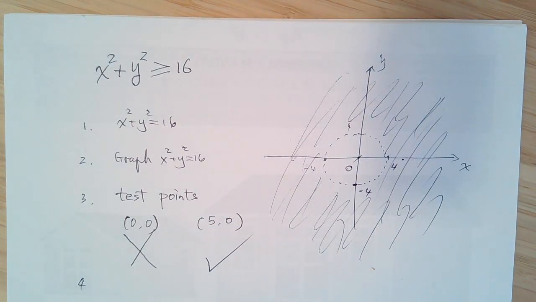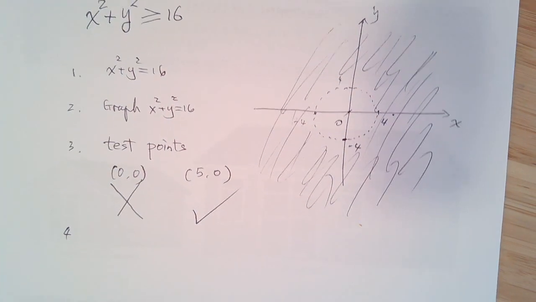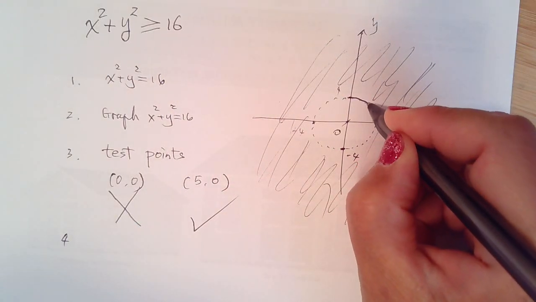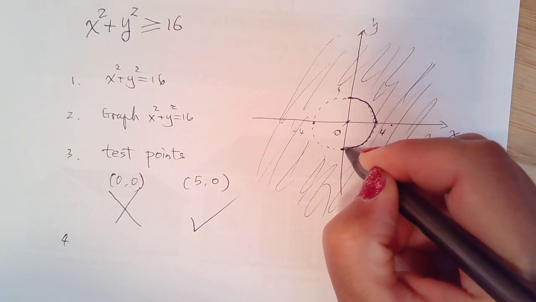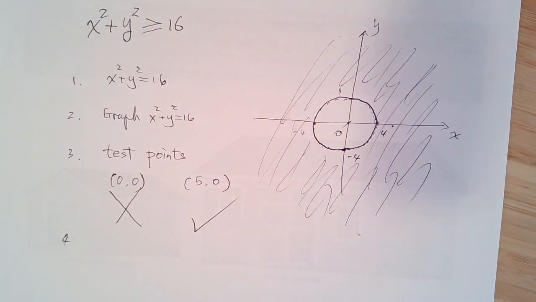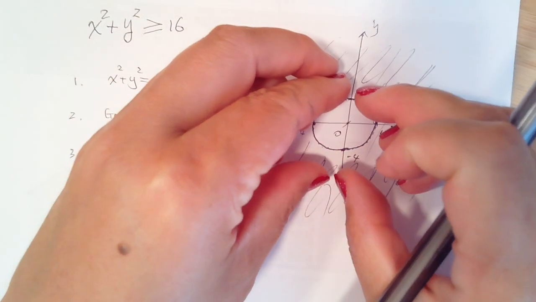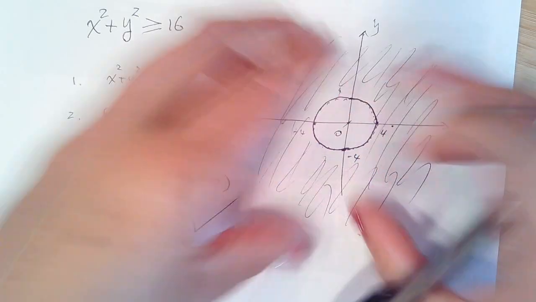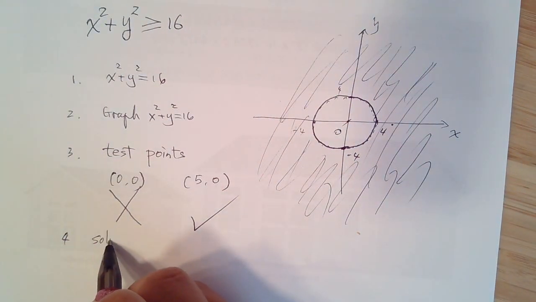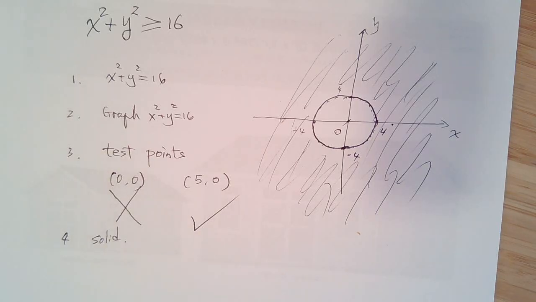Step 4. Is that going to be a solid line or dotted line? Because that has the equal sign, I just need to change that into a solid line. All right, so you finished this question. The whole area from this circle to the outside, I'll put that solid. It's going to be my solution region. Okay, so interesting, isn't it?